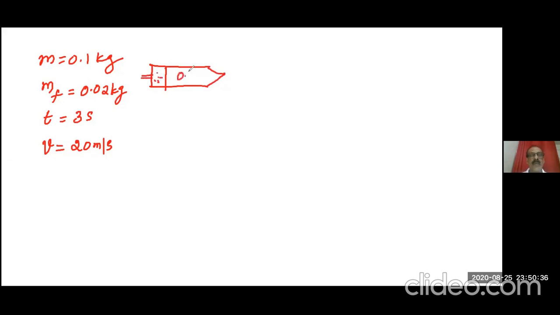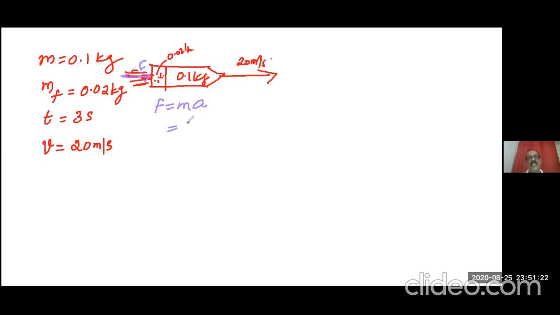So this is 0.1 kilogram mass of the rocket. Fuel is 0.02 kilogram. While it is burning, this rocket will move. The rocket of 0.1 kilogram has a small fuel of mass 0.02 kilogram, which it burns out in 3 seconds. So in time 3 seconds, it gains a velocity of 20 meter per second. What is the thrust? That means this fuel will burn, a force will develop, right? Same way it gets a reaction. That's the thrust. So we can get F is equal to ma.